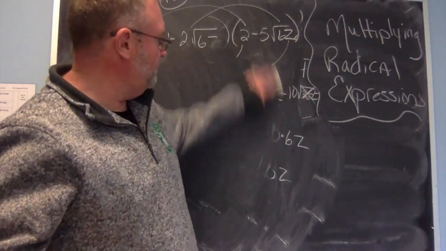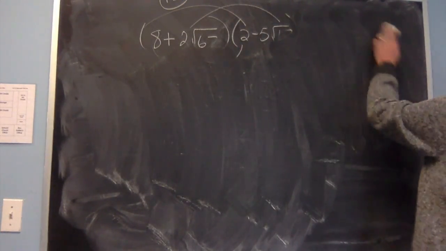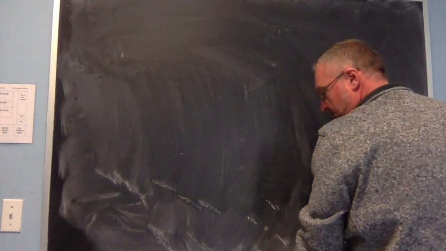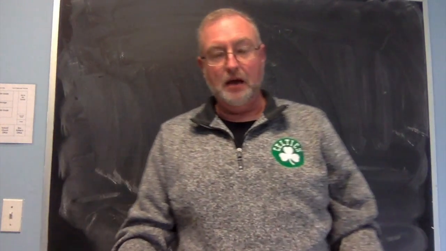I forgot to erase the board from last time. All right, so we're definitely not multiplying radical expressions. We're done with that. Hopefully you did well on that work that I assigned for you to do. Rationalizing the denominator. Let's read it.